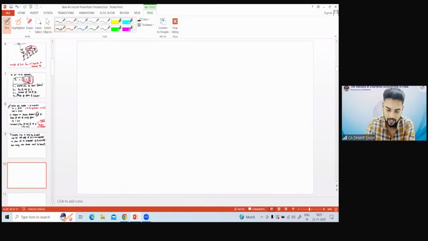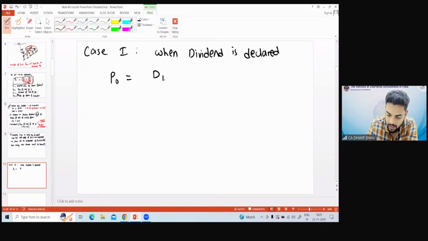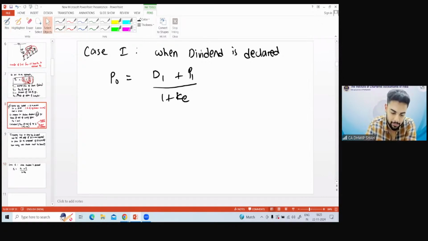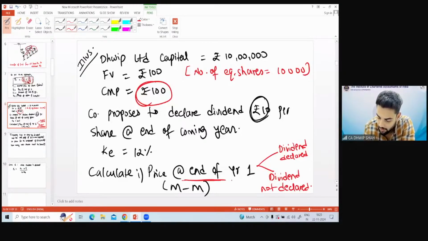Now let's calculate that. So case 1, when dividend is declared. Can I say price of the share today is nothing but D1 plus P1 upon 1 plus KE as per MM? Yes or no? So I have the market price today. This is P0. This is the price of share today. And we have to calculate price at the end of year 1. Means we have to calculate P1.